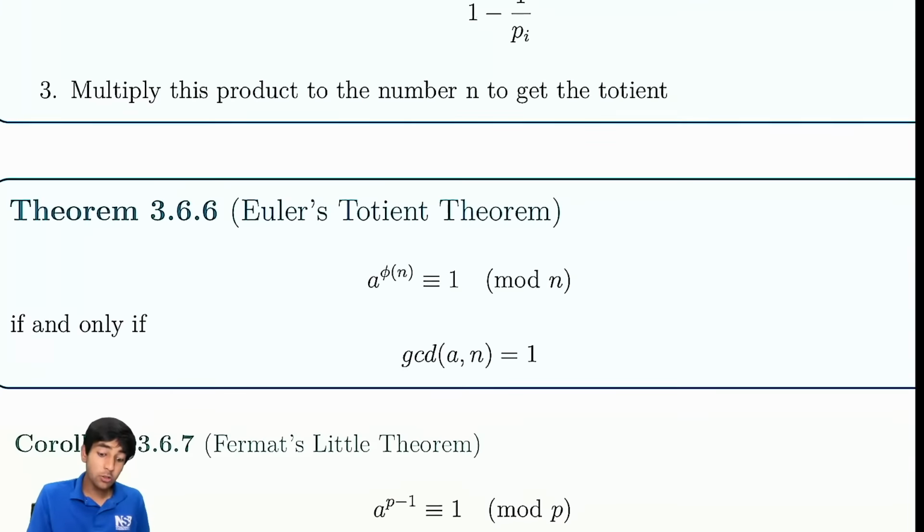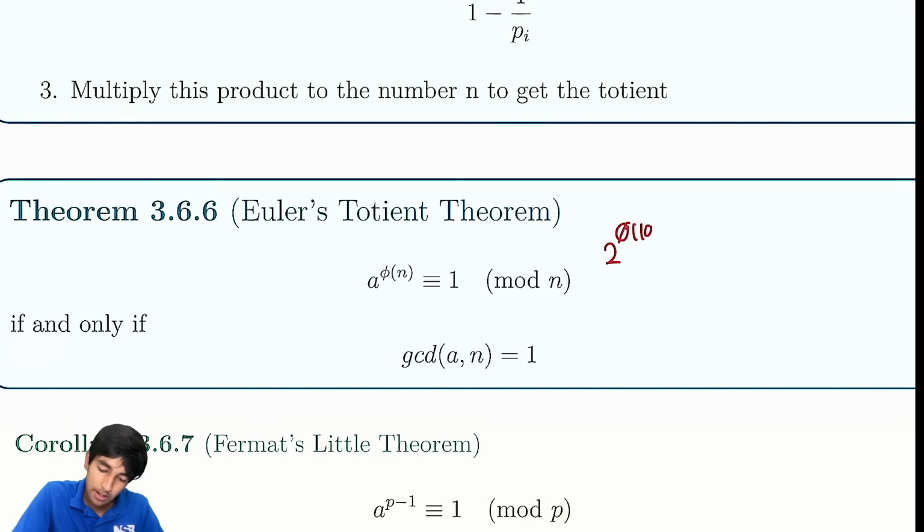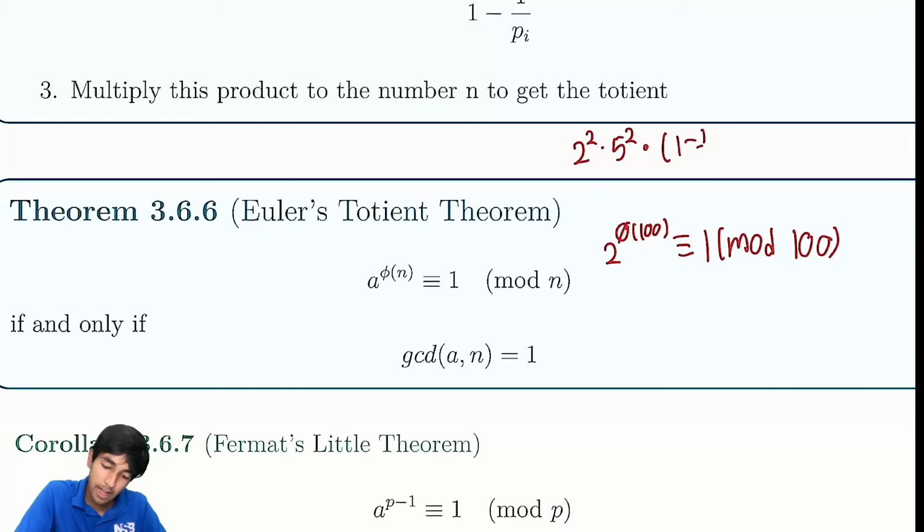And Euler's totient theorem is just a generalization of this. It works for n, not just p, but for any number n. For example, we have 2 to the power of totient of 100, let's say, is 1 mod 100. Totient of 100, well, this is just a standard process: 2 squared times 5 squared times 1 minus a half times 1 minus 1/5. And I have a whole video on Euler's totient on this channel. You can check that out. 4/5 times a half times 100, which is going to be 40. So 2 to the 40 is 1 mod 100.